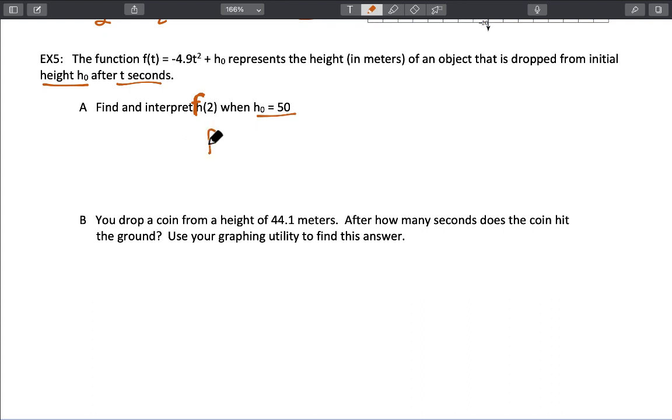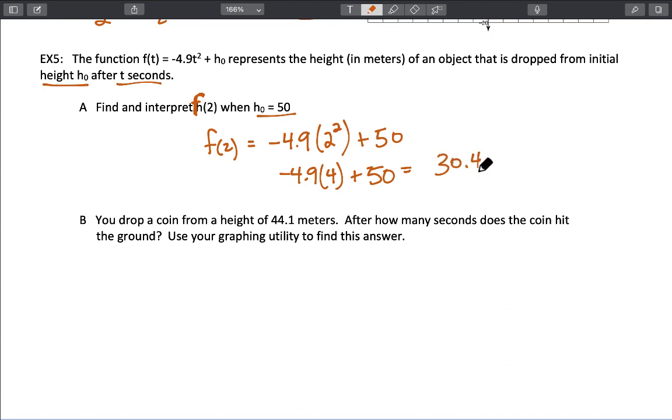All right, so we are going to substitute 2 in for our t value. That gives us negative 4.9 times 2 squared plus our initial height, which in this case is 50. All right, when we do that, we've got to follow order of operations. That's negative 4.9 times 4 plus 50, and that results in 30.4. Now, this is in meters, and this represents the height of the ball, or whatever it is we dropped. If we dropped an object, it might be a penny or a water balloon. Height of object after 2 seconds.